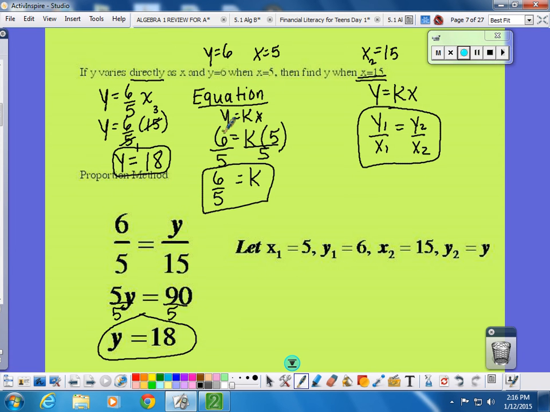Does this equation method make sense? We had been finding k, plugging it in, but we didn't go further. All we had to do is one little more step there. And there's the proportion method.